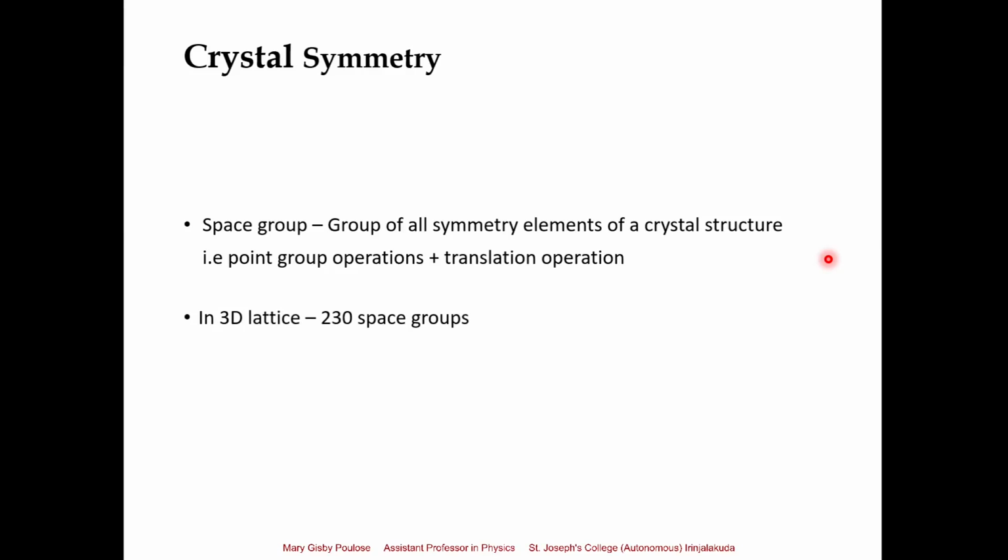Now, if we combine these point group operations with translation, we get the whole crystal, and as such, this group is called a space group. The group of all the symmetry elements of the crystal structure forms the space group. Here, the point group operations combined with translation operations make the space group. And in a three-dimensional lattice, there are 230 space groups.